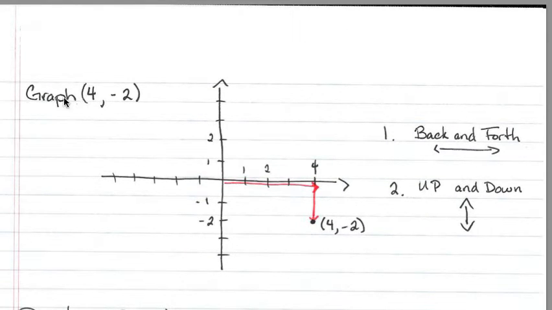So, graph 4, -2. The x value, the first one, is positive 4, so we will go in the positive 4 direction, 3, 4 over. And then the y value is -2, so instead of positive 2 up, since we have negative, we'll go down for -2, -1, -2. So this point right here is the point 4, -2.